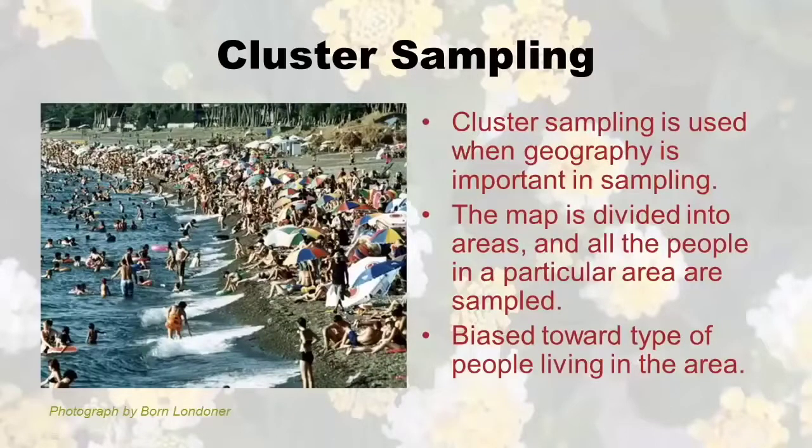And of course, it's biased towards the people living in the area. If you pick an area with a bunch of affluent people, you'll get affluent people. If you pick an area with a bunch of immigrants, you'll get immigrants. And so cluster sampling is not perfect, but you're kind of stuck with it when there's a situation with geography.